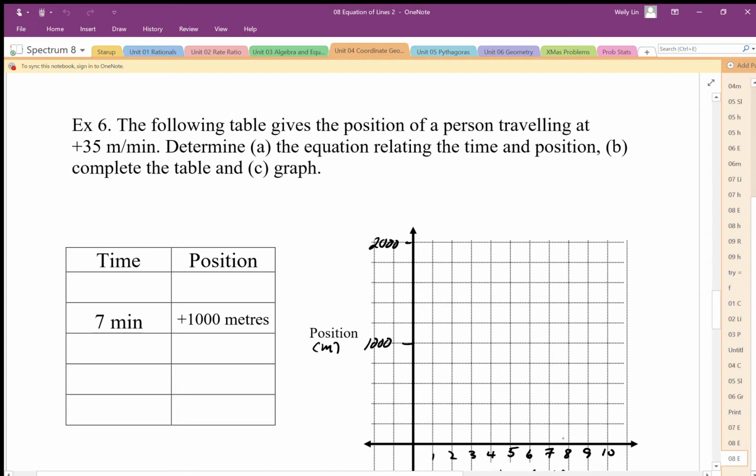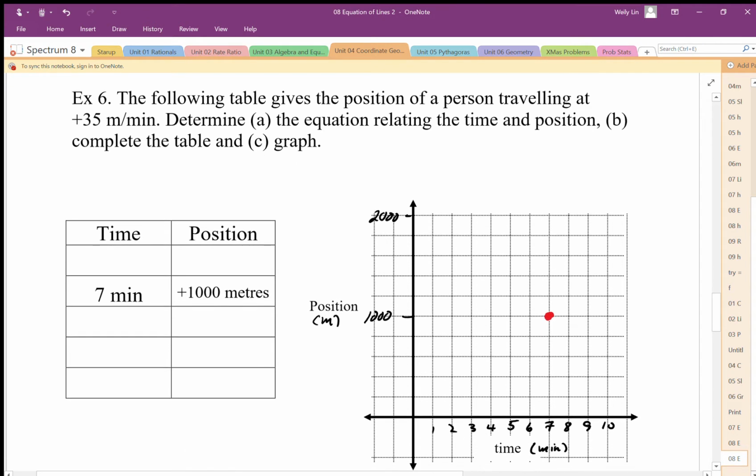Okay, so 7 and 1,000 meters is going to be right about there. Okay, so that's going to be our position. It's not necessarily our initial position though. So we want to be able to go back to the y-axis to get our initial position. Okay, so there's a few ways we can do this.